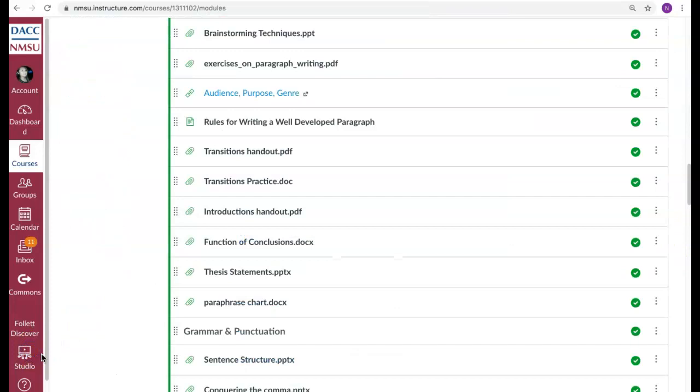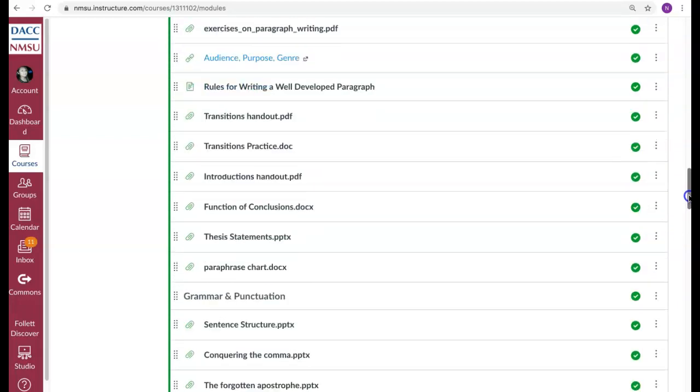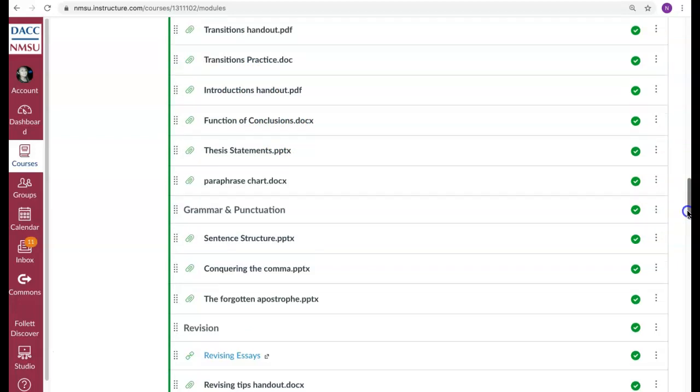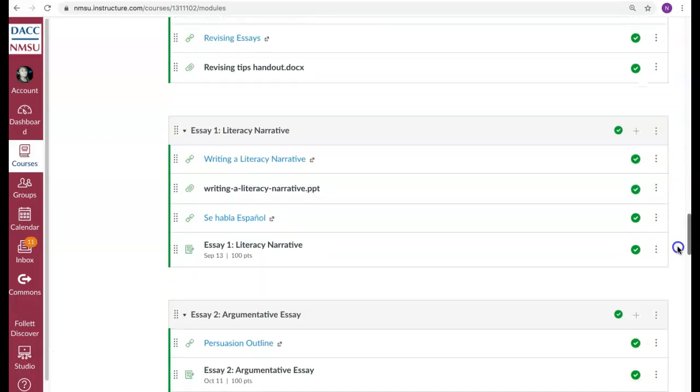Okay, so in preparation for that essay, I wanted to go ahead and show you the writing tools module, because I did mention that you do need a thesis statement. So if you go to the writing tools module, we do have a thesis statement PowerPoint that you can go ahead and look at, but I also have a handout on introductions, functions of conclusions, things like that. So definitely take a look at this writing tools module, because that is there for you.